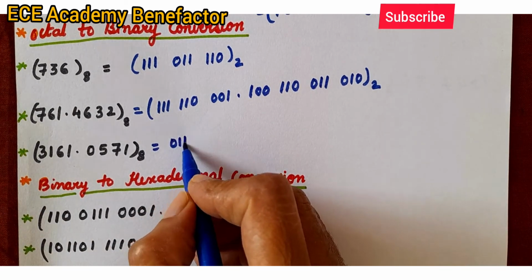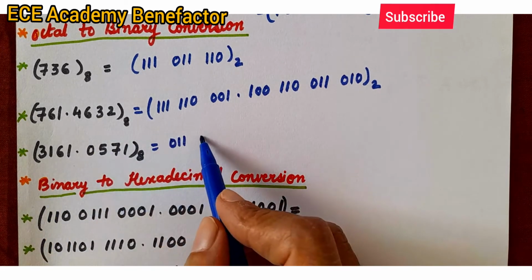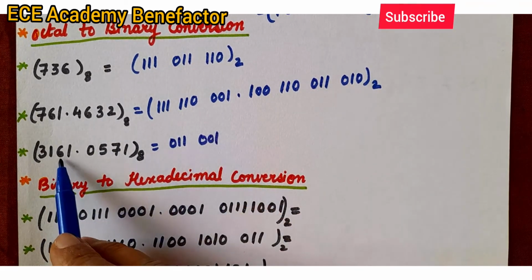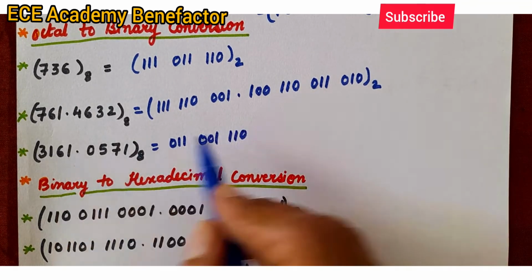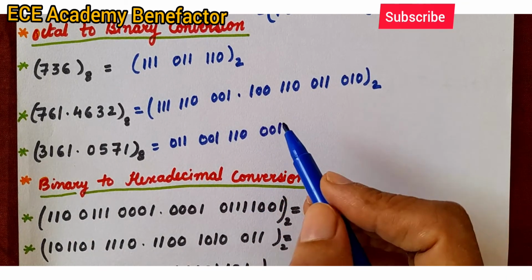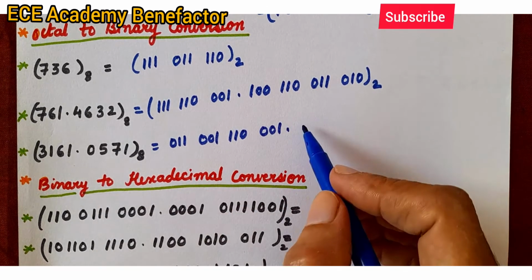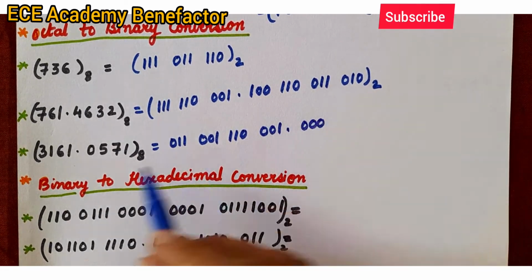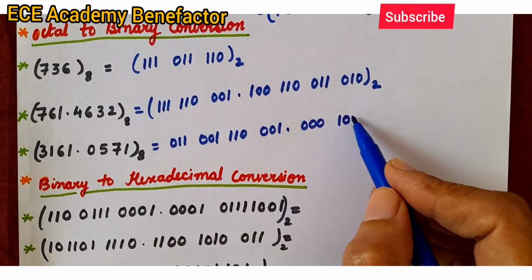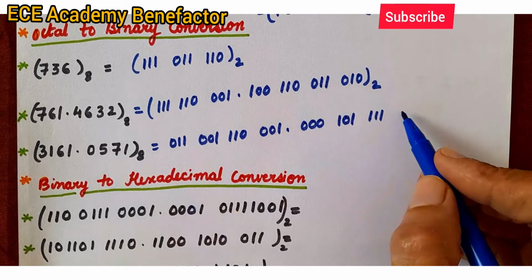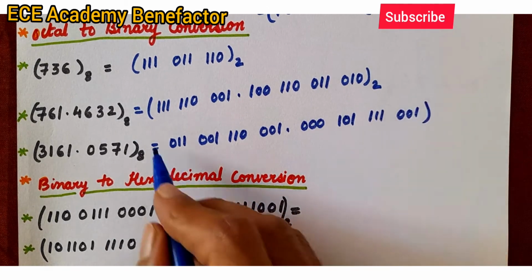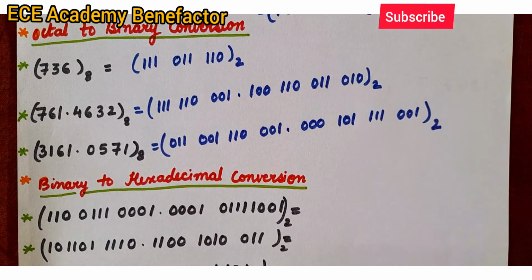3 is 011, 1 is 001, 6 is 110, 1 is 001, dot, 0 is 000, 5 is 101, 7 is 111, 1 is 001. This is our binary number.